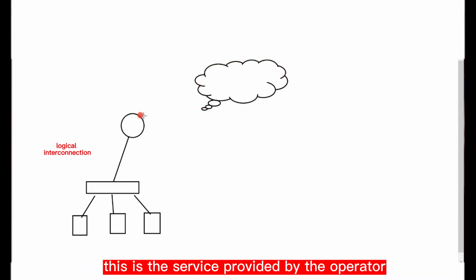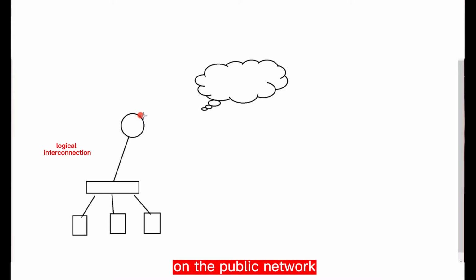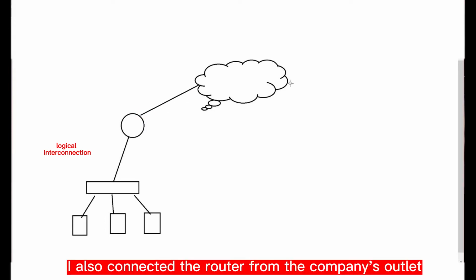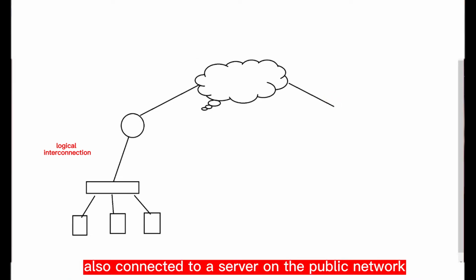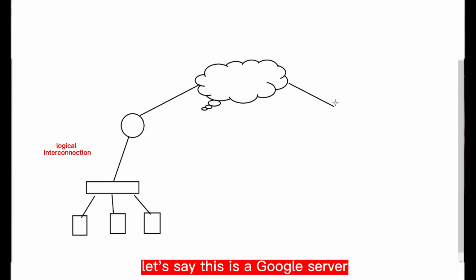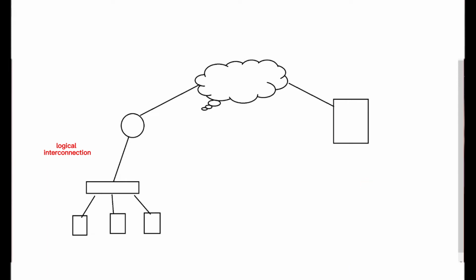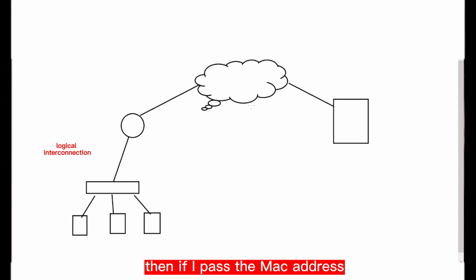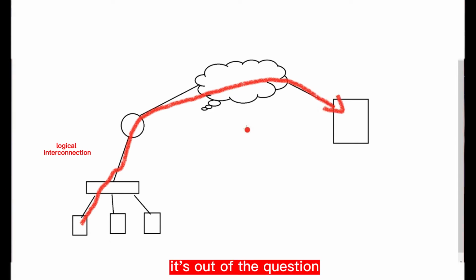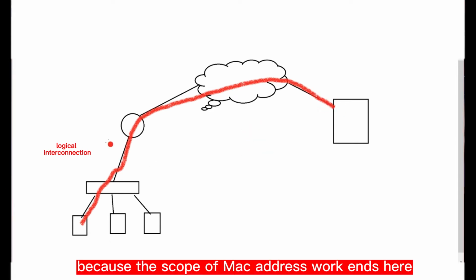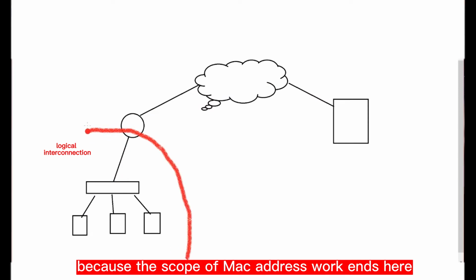This is the service provided by the operator on the public network. I also connected the router from the company's outlet to a server on the public network. Let's say this is a Google server. Then if I pass the MAC address, wanting to access Google from this device, it's out of the question, because the scope of MAC address work ends here.